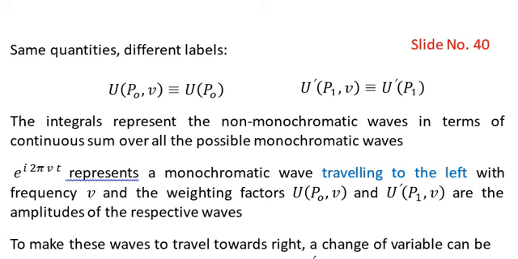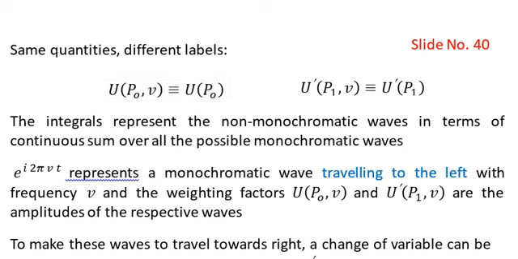Now we are going to further explain these quantities in a way. For example, same quantities but different labels. Look at the right hand side, we have U of P naught, and on the left hand side we have U of P naught comma nu. These two quantities are connected with each other. When you write U of P naught, it is understood that this quantity is being evaluated only at a single wavelength or a single frequency, and that is what we have now explicitly represented by the quantity U of P naught comma nu. So both quantities are the same. The right hand quantity implicitly involves the frequency nu, whereas the left hand side explicitly involves nu.